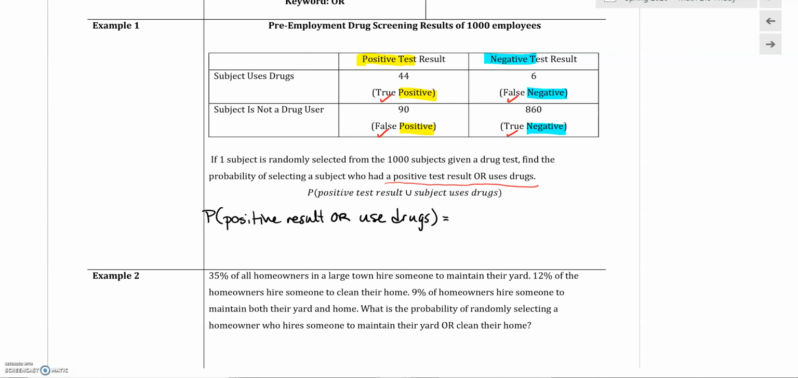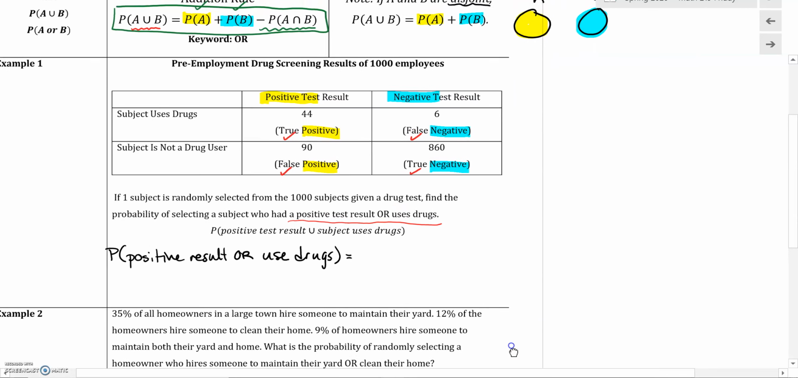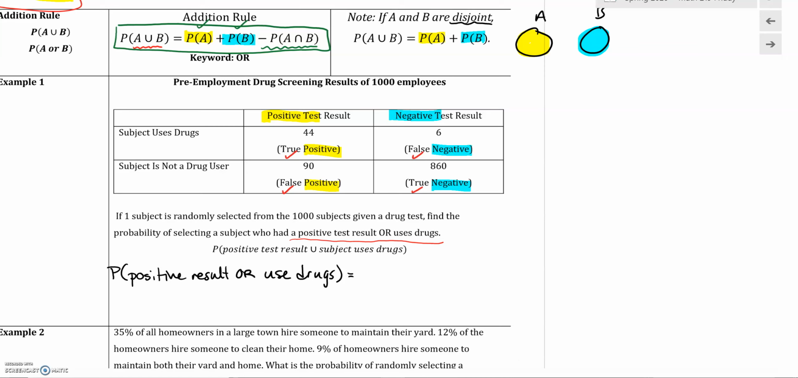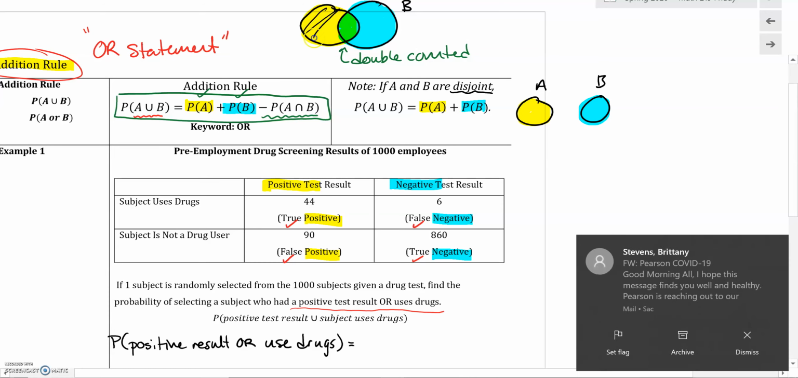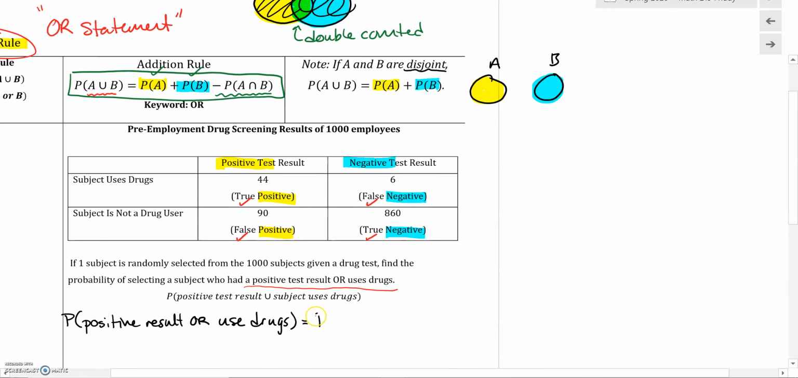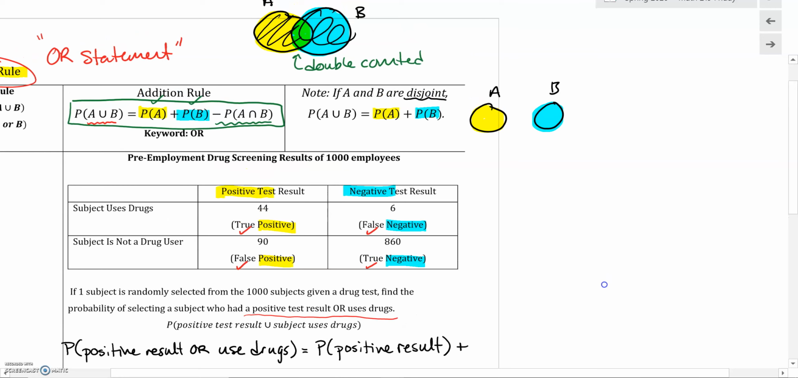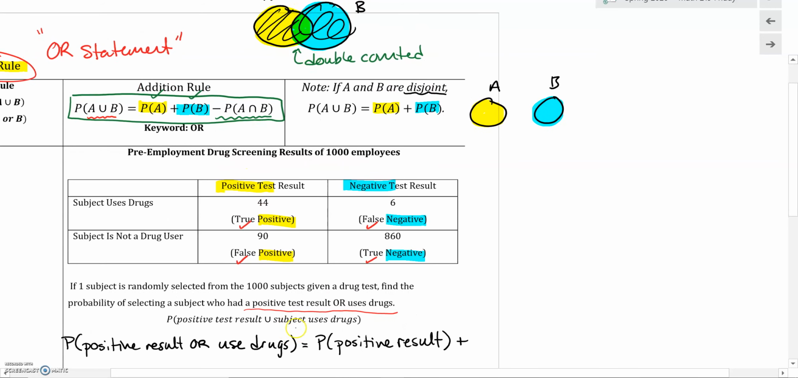I highly recommend you write down this rule every time you use it, because it's going to do two things for you. One, you're going to memorize the rule. Two, you're sort of writing yourself a list to follow. So the way I would do this, again, I'm trying to figure out what's the probability of landing in this bubble or in this bubble. Okay. So the first thing I would do is find the probability of getting someone that tested positive. Positive test result for drugs. That's like being in the yellow bubble up there. And then I also want to add to that the probability that someone lands in the blue bubble, that someone uses drugs.